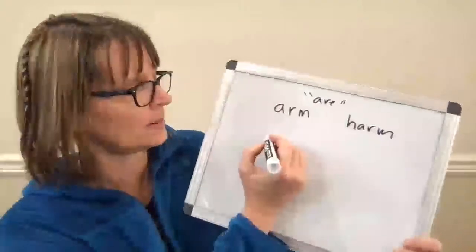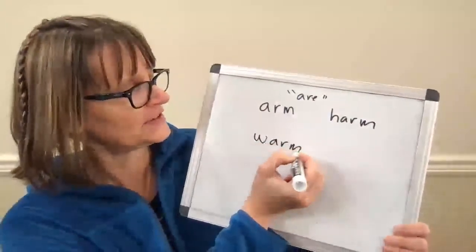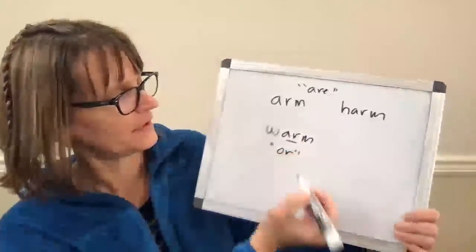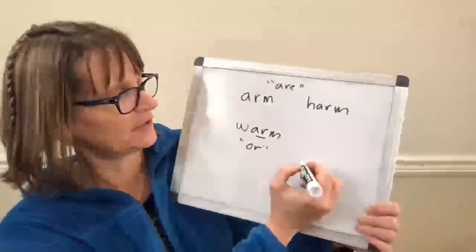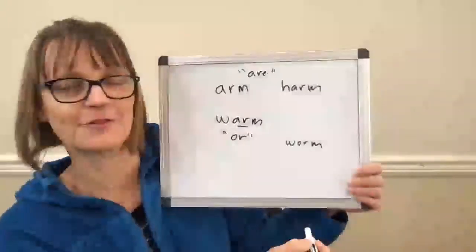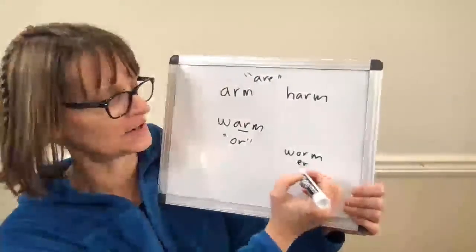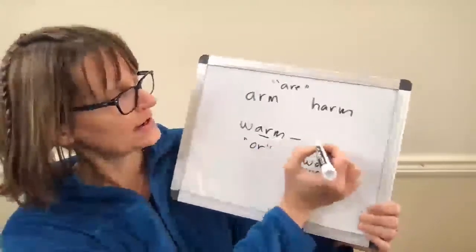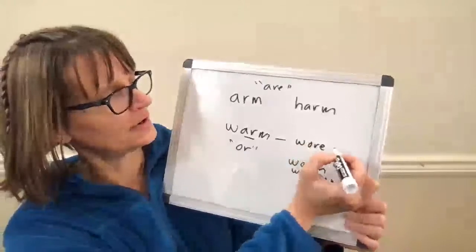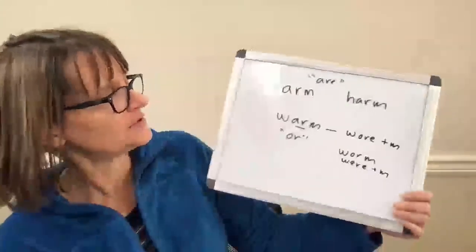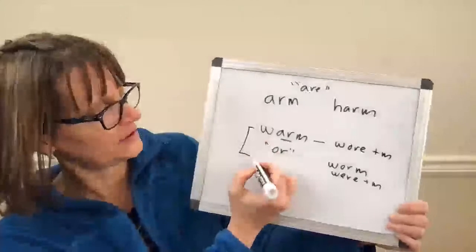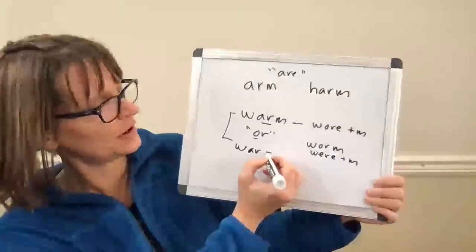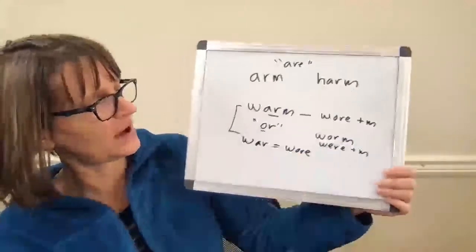And then warm, the letters AR here say the OR diphthong. The problem is if I rewrite it with OR, then I get the word worm, which actually has the ER sound. So worm is like were plus M. War is like this kind of war plus M. So warm and war both have the or diphthong. You can think of this war as the same as that war.